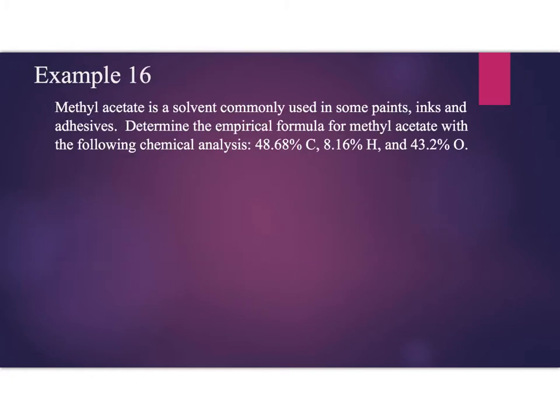Example 16 says that methyl acetate is a solvent commonly used in some paints, inks, and adhesives. We're going to determine the empirical formula for methyl acetate with the following chemical analysis. We're told that we have 48.68% carbon, 8.16% hydrogen, and 43.2% oxygen.